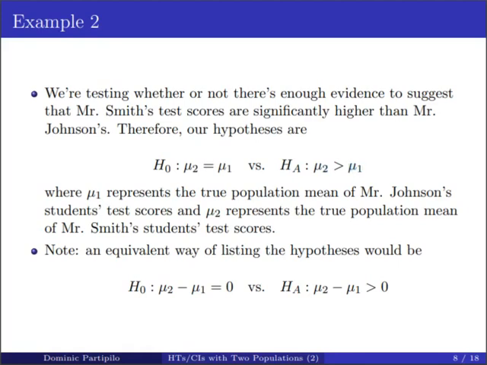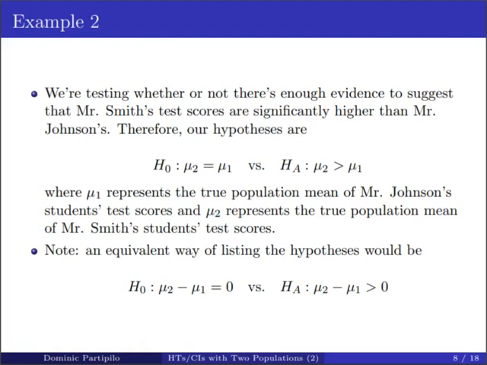And here we're going to use mu1 to be the true population mean of Mr. Johnson's students' test scores. So Mr. Johnson is going to be the first population, population 1, and Mr. Smith is going to be the second population, population 2.